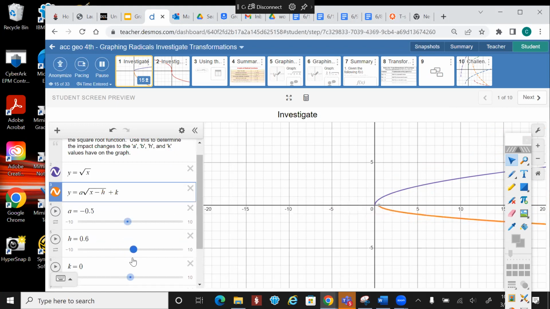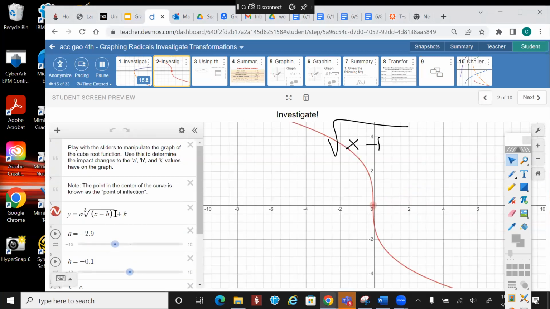One thing to keep in mind is that the opposite sign of H is going to be the direction. So what I mean by that is if H is 1, when I plug it into my equation, it's going to say x minus 1. So underneath the radical is always going to be the opposite sign. Okay. All right, so on that next slide, same thing is going to happen.